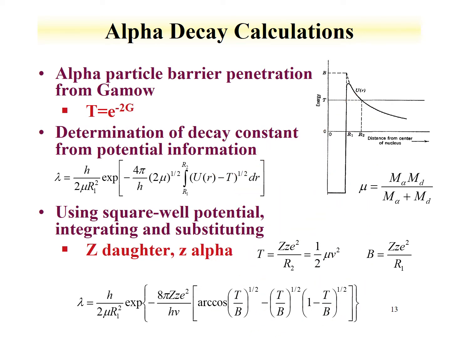So we can use this equation, use the square well potential, integrate and substitute. The equation comes out to be this term, where we get the decay constant is equal to a number of factors. The Z, the large Z here, is the daughter. The small z is the alpha particle. And we also have some other terms here, T and B, which are just functions of Z, the radius, or we can talk about it in terms of the mass, and the B and the radius.